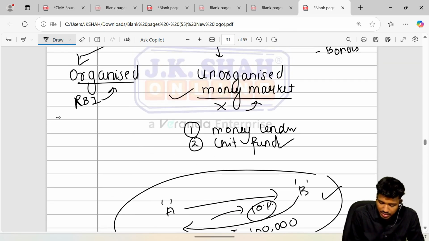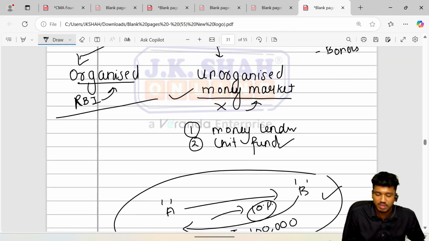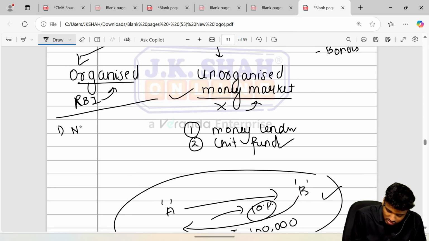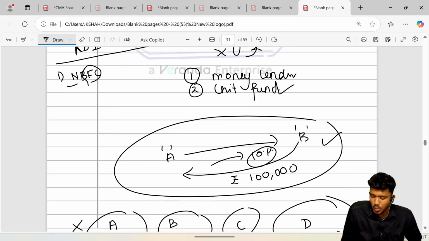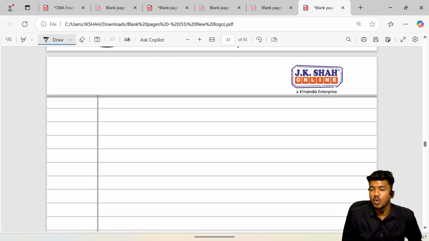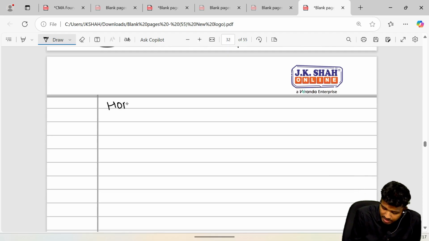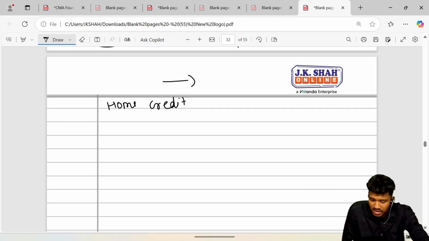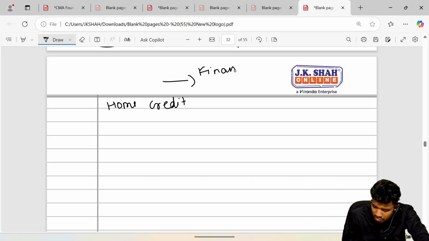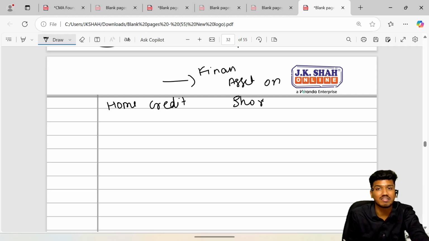Now, what is organized money market? In the organized money market, non-banking financial companies come into the picture. Non-banking but financial companies. What does that mean? For example, there are people who purchase mobile phones on loan. They have the Home Credit card. These are called non-banking financial companies. They provide finances for purchasing assets on a short-term basis. You will get quick finances. Bajaj Finance.